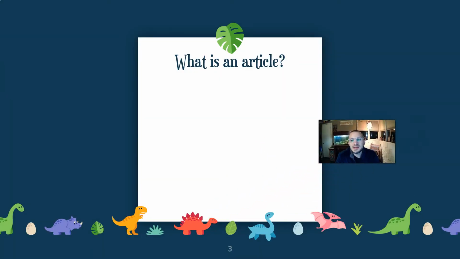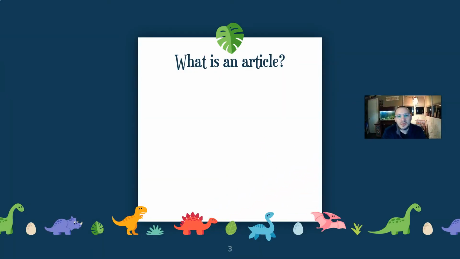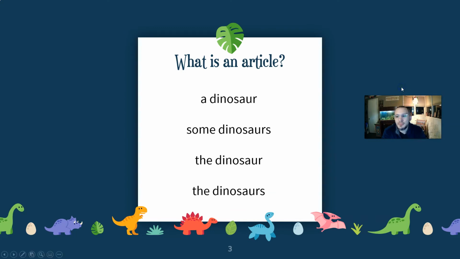So first of all, what is an article in the grammatical sense in which we're using the word article? So here we have 4 short 2-word phrases. And first of all, why dinosaurs? My answer to that question is, well, why not dinosaurs? I just like the theme of this PowerPoint template, and so I went with it, and it worked out.